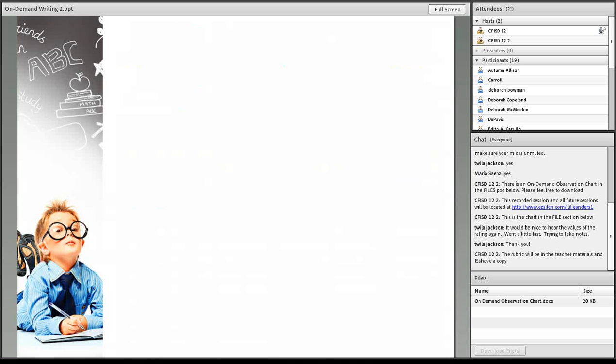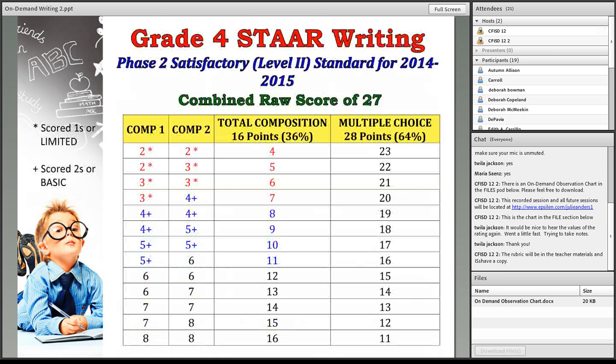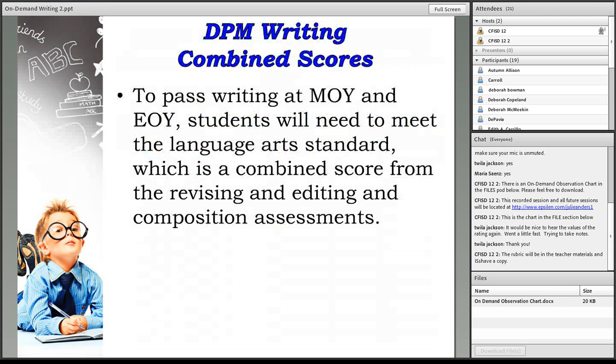And I'm going to skip through this. We've talked about the combined elements. So you know that the composition plays a very important part. It's much more heavily weighted in the way that fourth grade writing goes, along with the multiple choice. And part of the reason it's included is just as a reminder of how important that is. And I'm going to talk about how that impacts second grade as well.